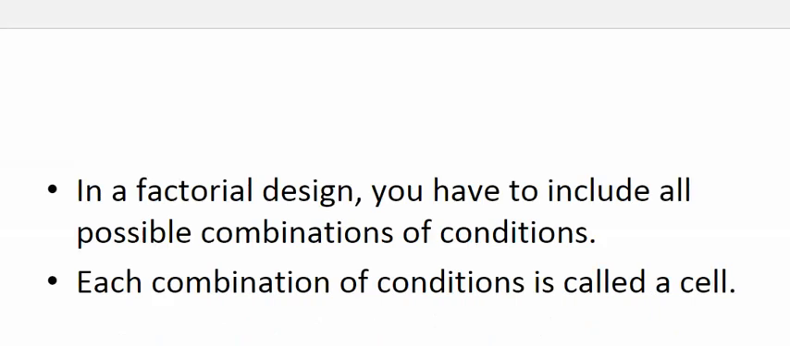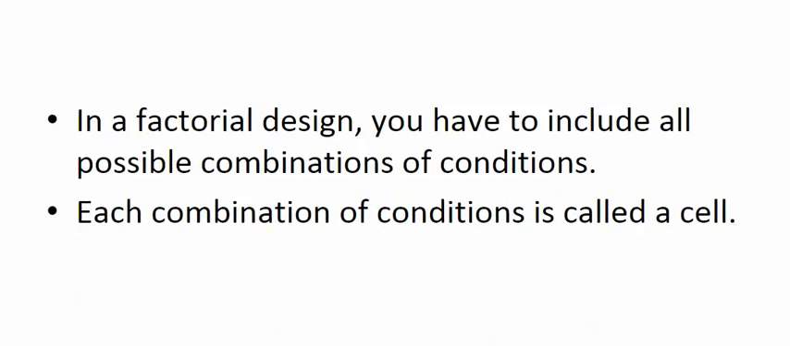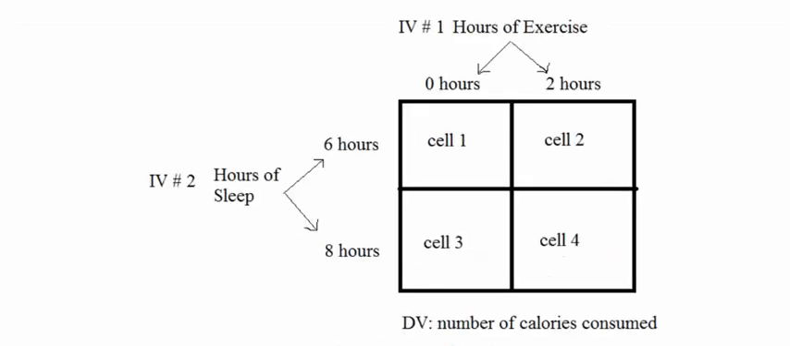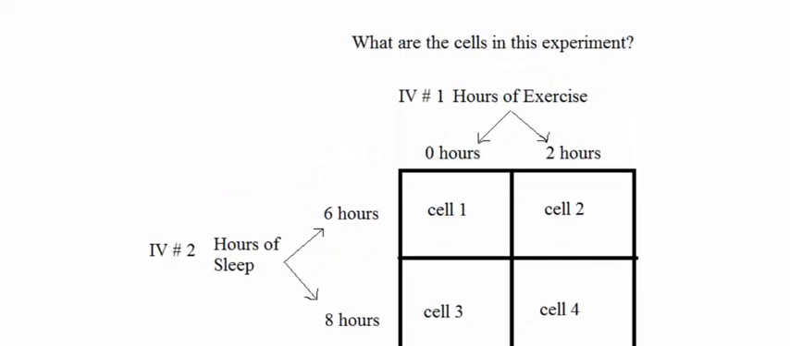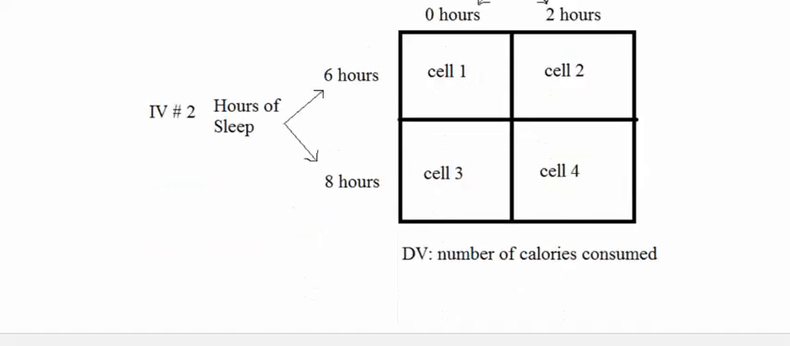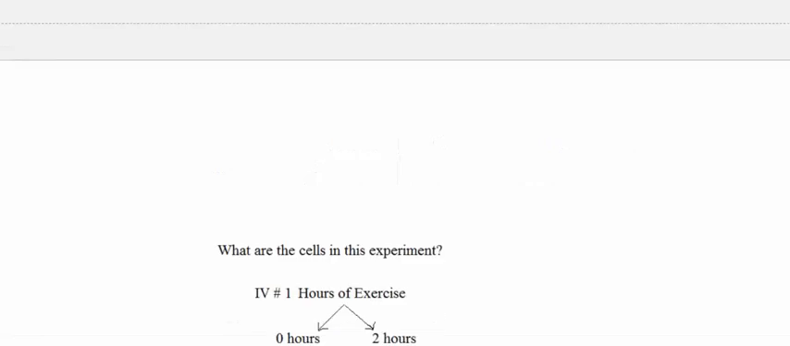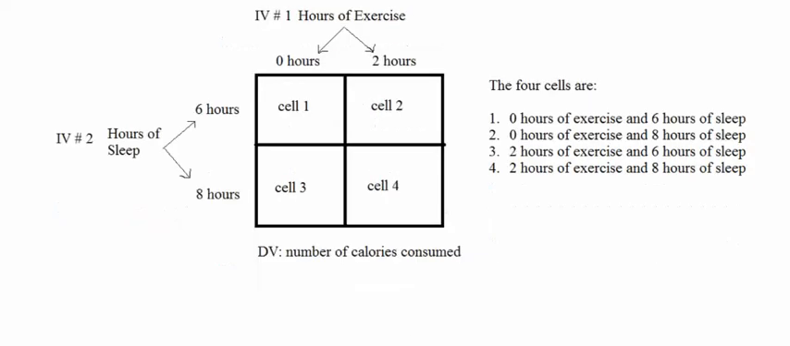And now let's just get into a little bit of vocabulary here. So I said that in a factorial design, you include all possible combinations of conditions, and each combination is called a cell. So let's look back at this diagram here of our first factorial design. Each of these four conditions is called a cell. So we have cell 1, cell 2, cell 3, and cell 4. And let's try to see if we can give a name to each of these cells.